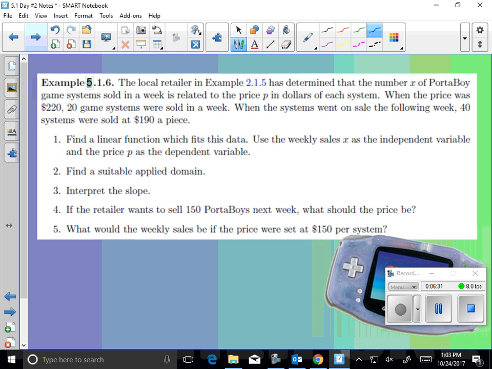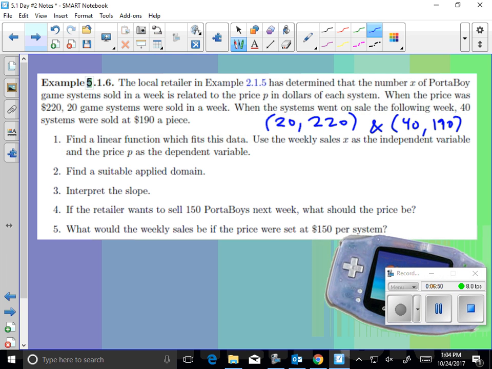So find a linear function that fits this model. In order to come up with a linear function, I'm going to have to come up with a couple points, right? I need a slope. So 20 game systems were sold when the price was $220, and 40 were sold when the price was $190.